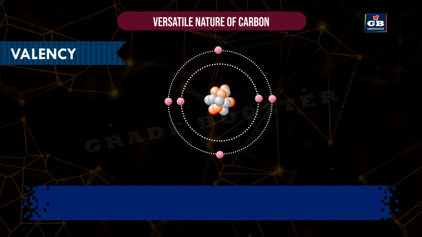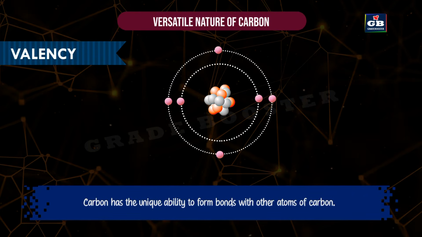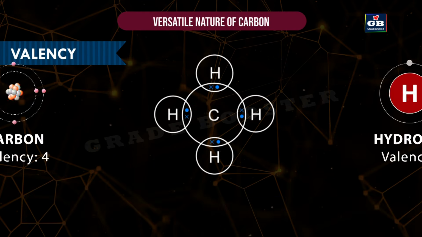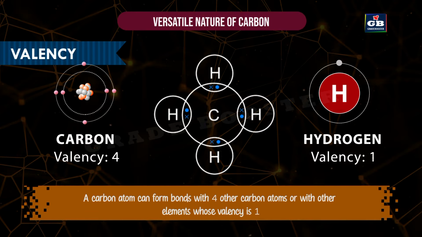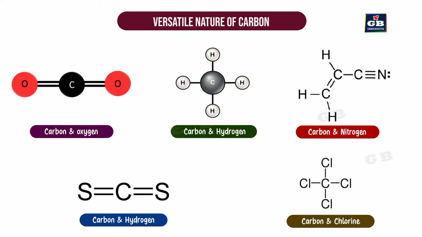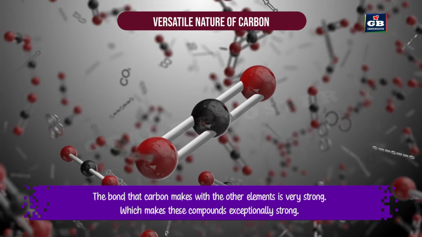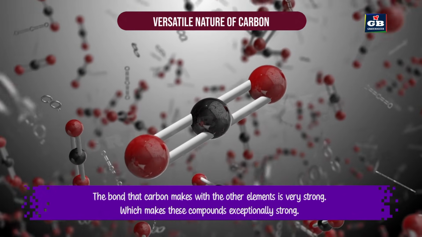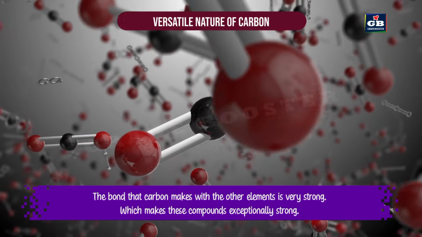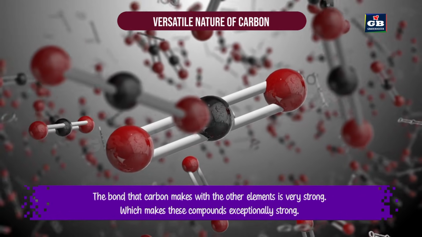The second factor for the versatility of carbon is its valency. A carbon atom can form bonds with 4 other carbon atoms or with other elements whose valency is 1. Carbon can bond with oxygen, hydrogen, nitrogen, sulfur, chlorine, etc. These compounds will have specific properties. The bond that carbon makes with the other elements is very strong, which makes these compounds exceptionally strong.